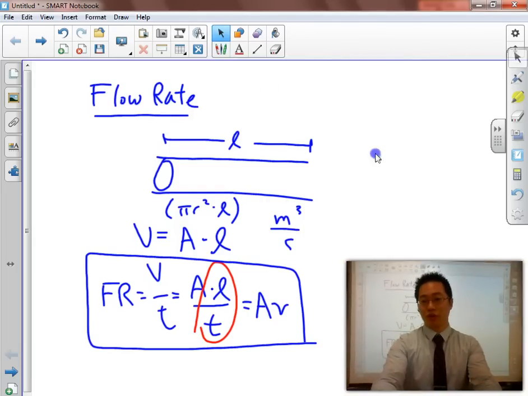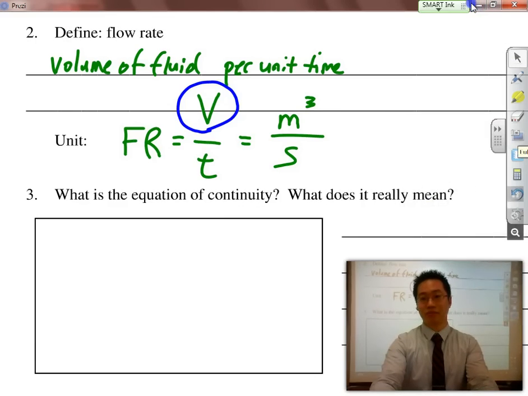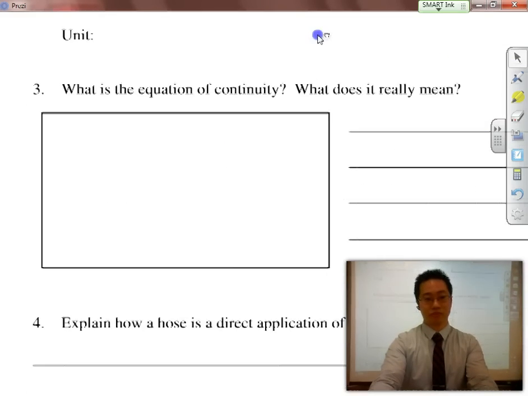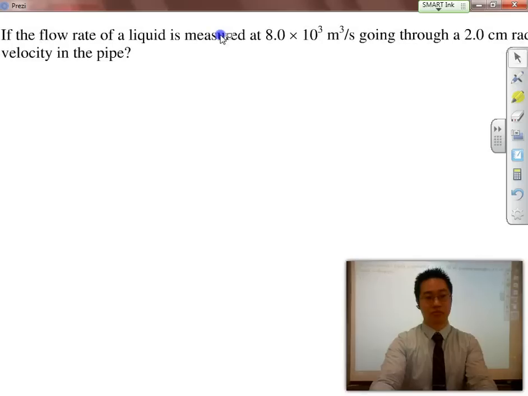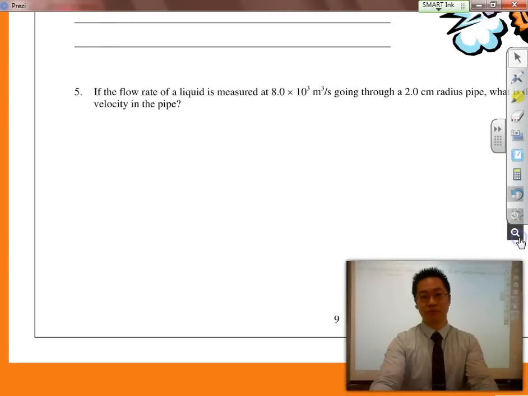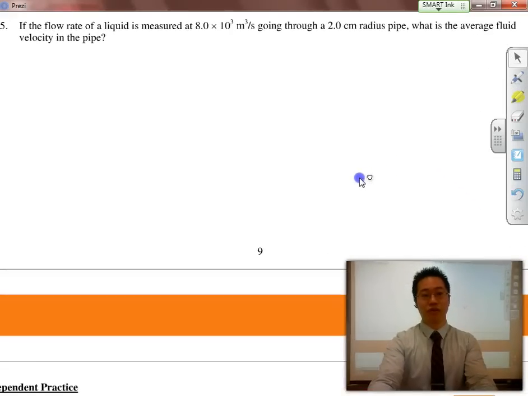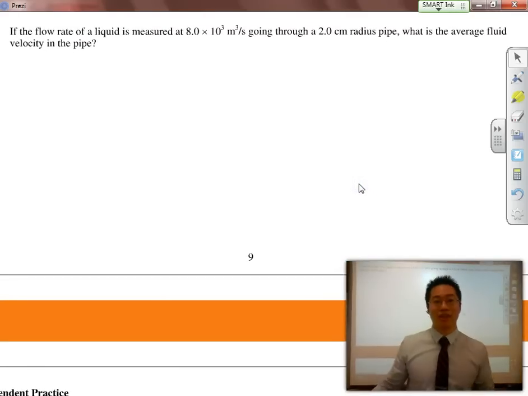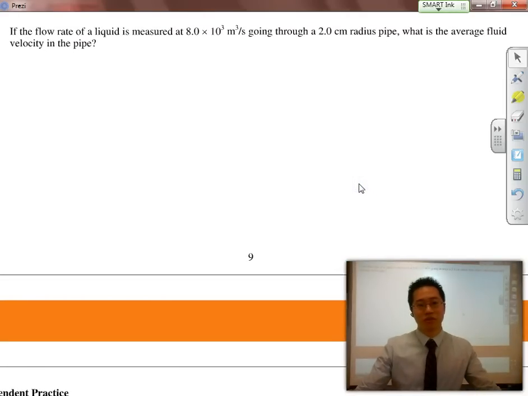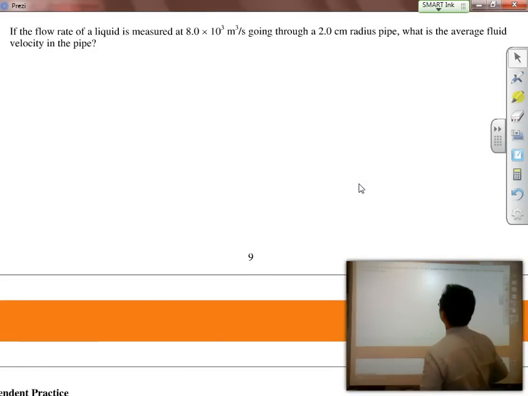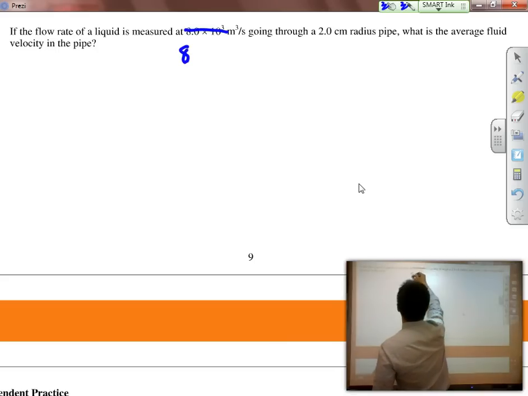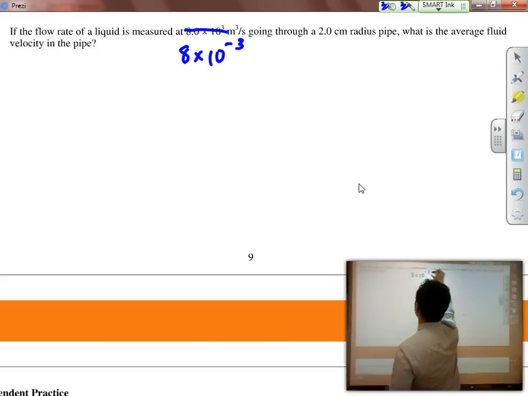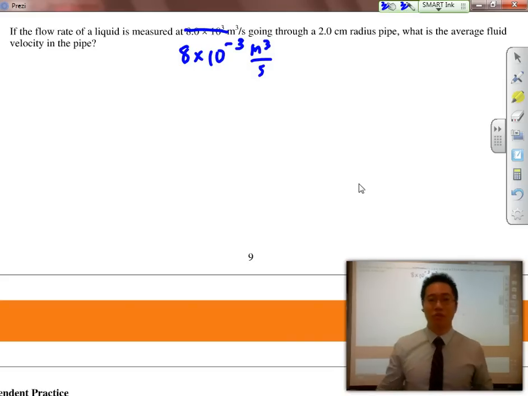If we do one quick practice problem with that, okay, so over here, they say if the flow rate of a liquid is measured at 8,000 meters cubed, okay, sorry, there's a small typo, that should say 8 times 10 to the negative third meters cubed per second, going through a 2 centimeter radius pipe. What is the average fluid velocity in the pipe?